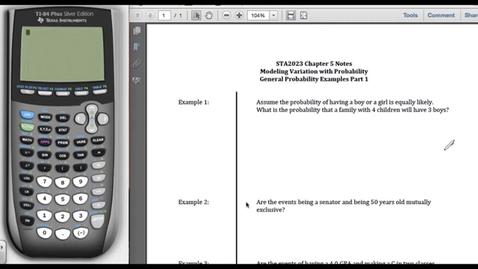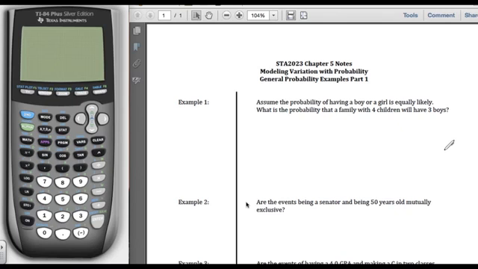In this video, I just want to look at some general probability examples, things that you should be able to do based off of what we've discussed so far with the complements, mutually exclusive and non-mutually exclusive events, and probabilities, things of that nature.